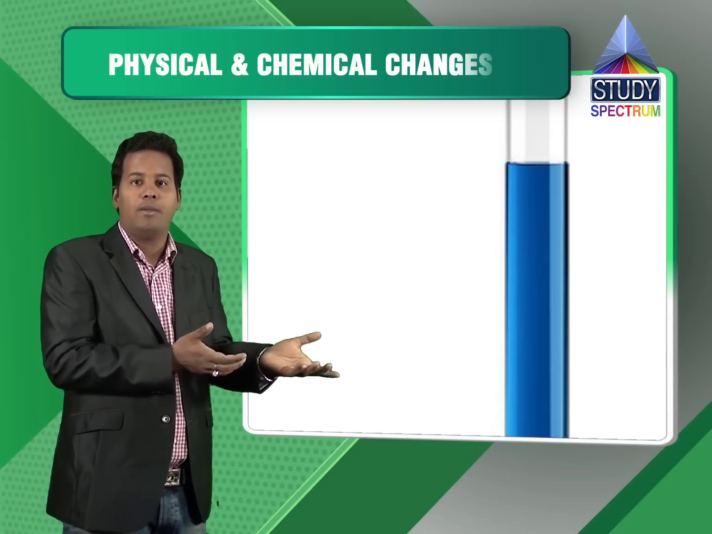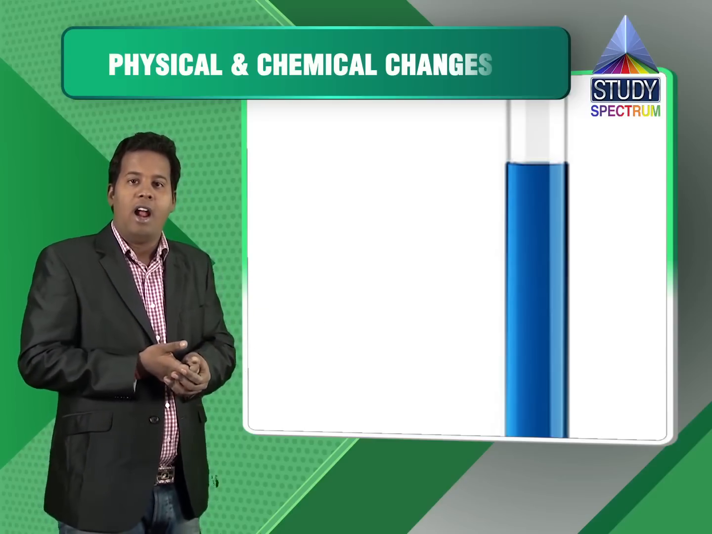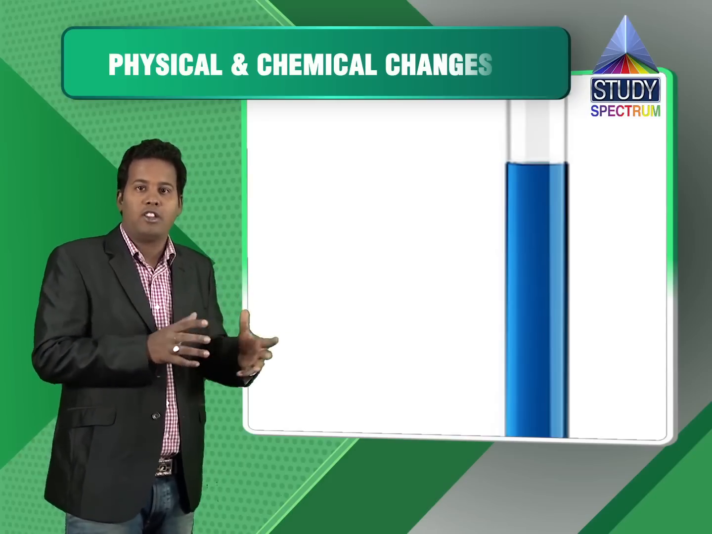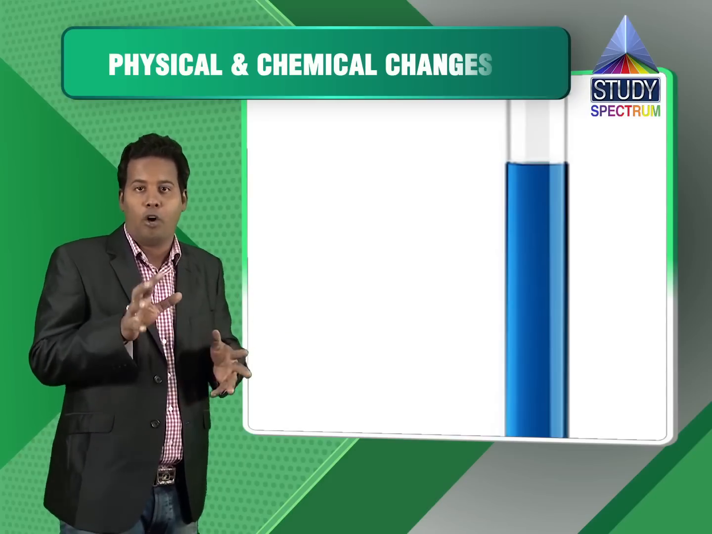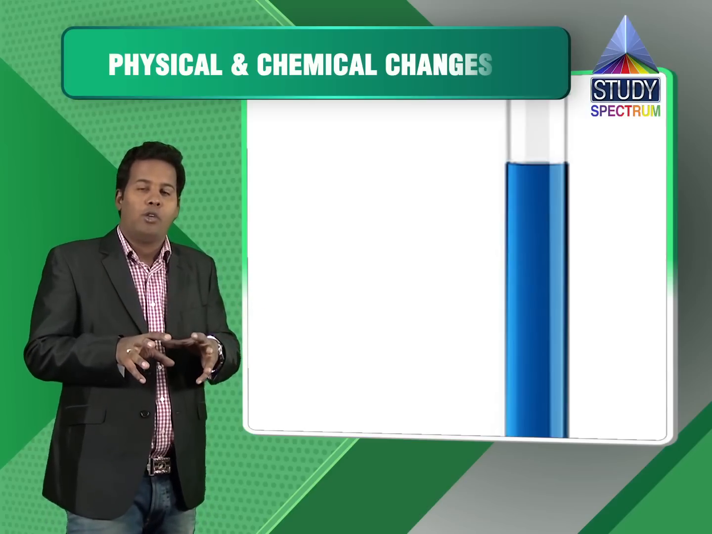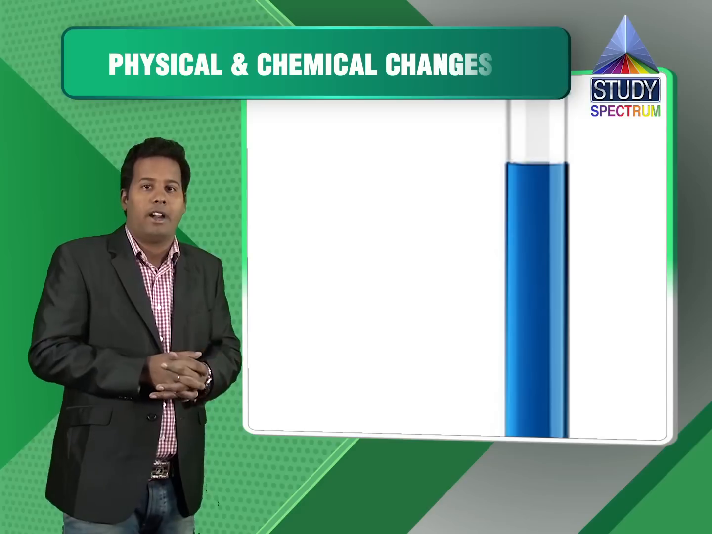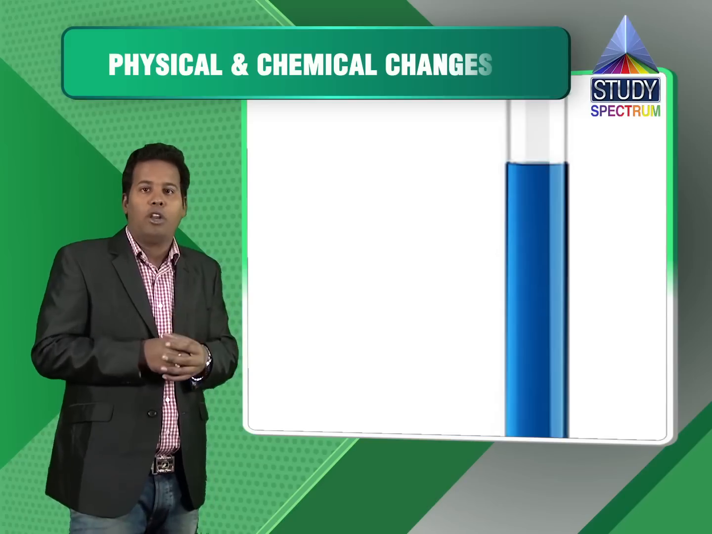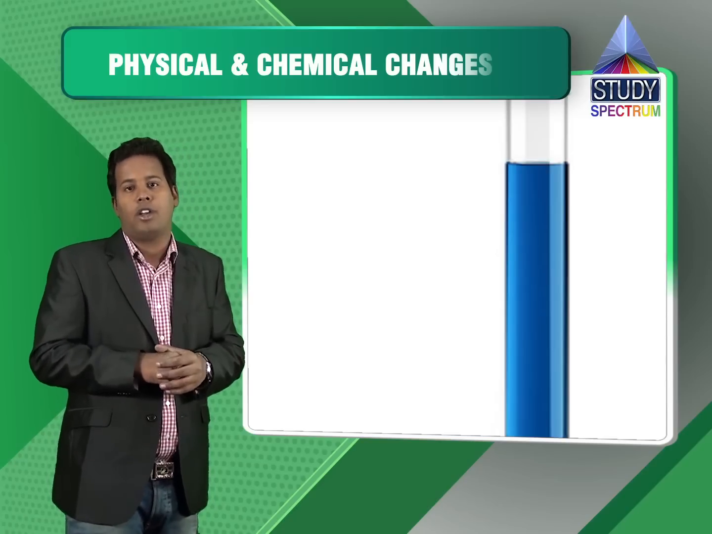Why? Because it becomes hydrated copper sulfate, and there is a fixed number of water molecules. In case of copper sulfate, it is 5 water molecules, 5 H2O. Now there is a fixed number of water molecules which associate with every crystal lattice of any compound, and that number of water molecules is actually called water of crystallization.